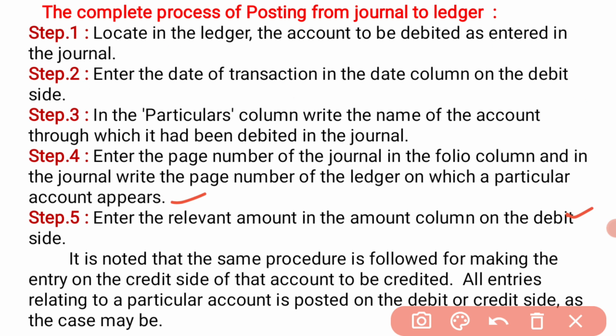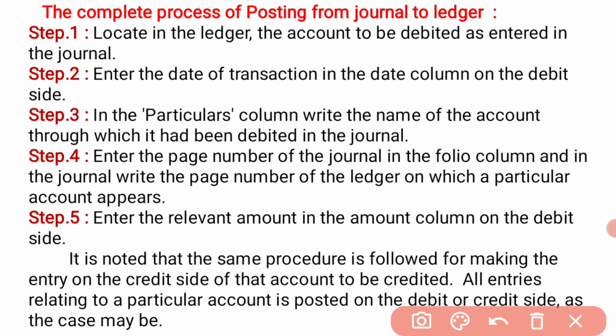So this is how we enter the debit side. First write the name of the ledger, then enter the date of the transaction, then in particulars the name of the account, the page number in the JF column, and the amount in the amount column. This is the process of posting. The same steps are to be followed on the credit side.